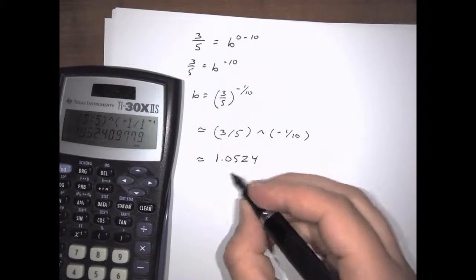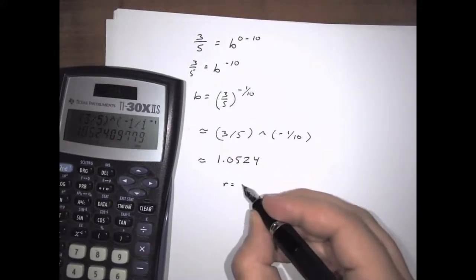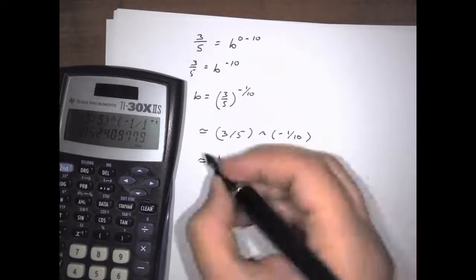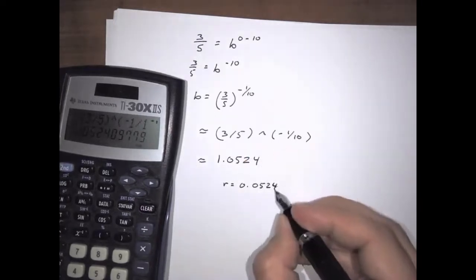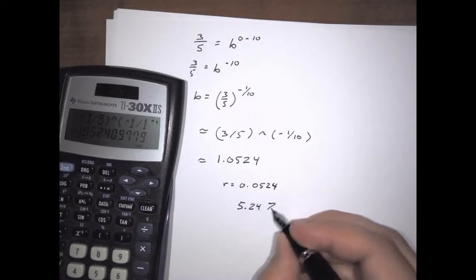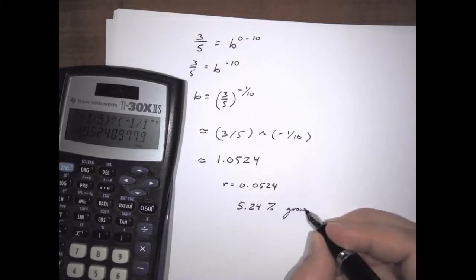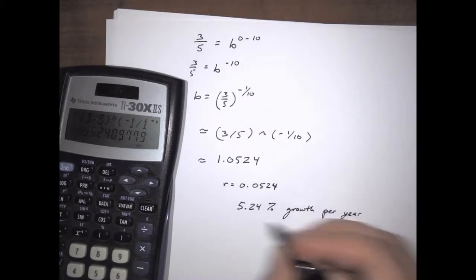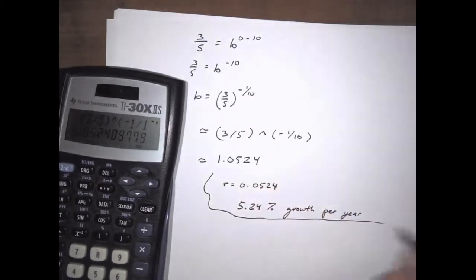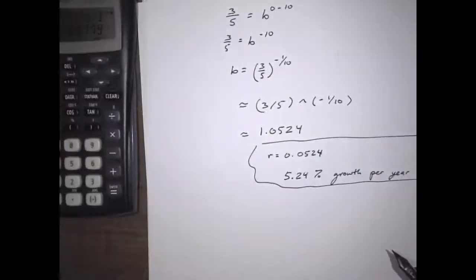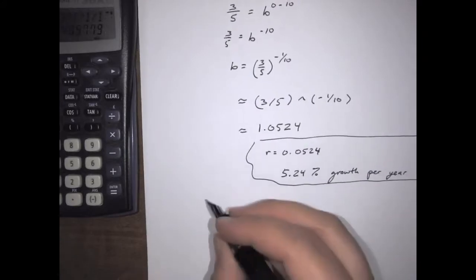1.0524, which by the way means that the R here is 0.0524, just skim off the 1, and that means it's growing 5.24% growth per year. Not that that was asked of us, but no harm in noting it. But then the question is, what is going to be the population in the year 2020?